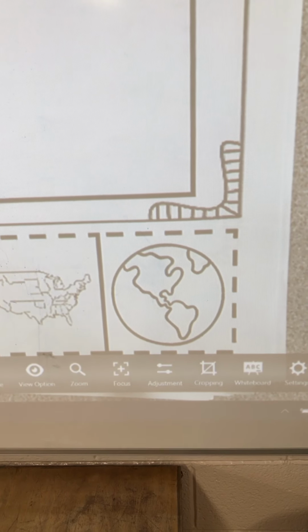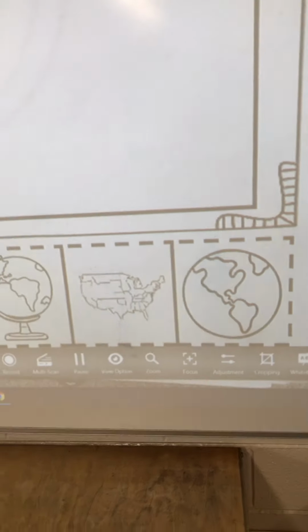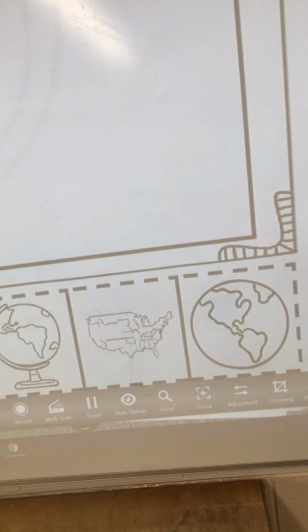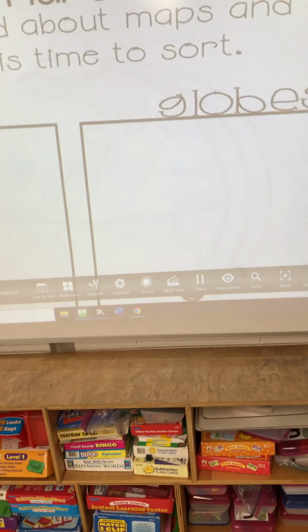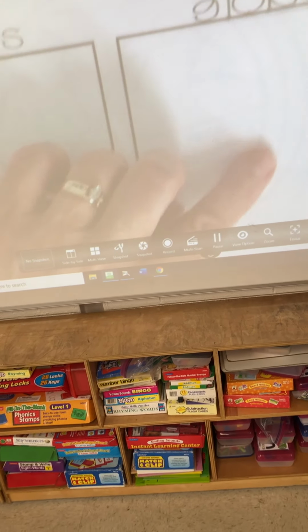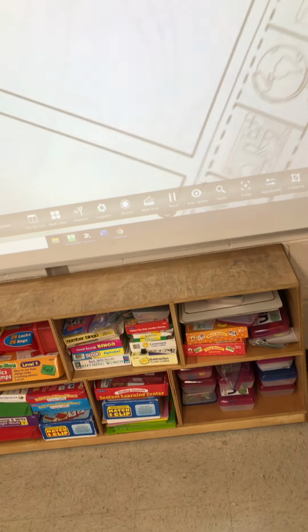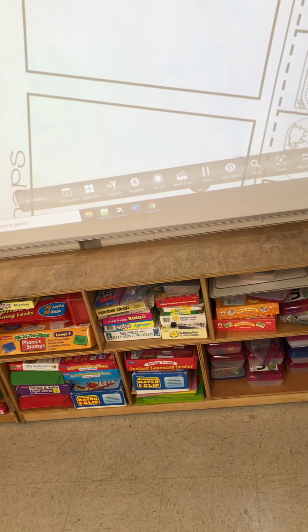Okay, what I want you to do is cut the strip out, and we're going to glue them into each side, the map side and the globe side. We're going to sort them. So we'll do it together. I'm going to cut mine. You can cut yours.